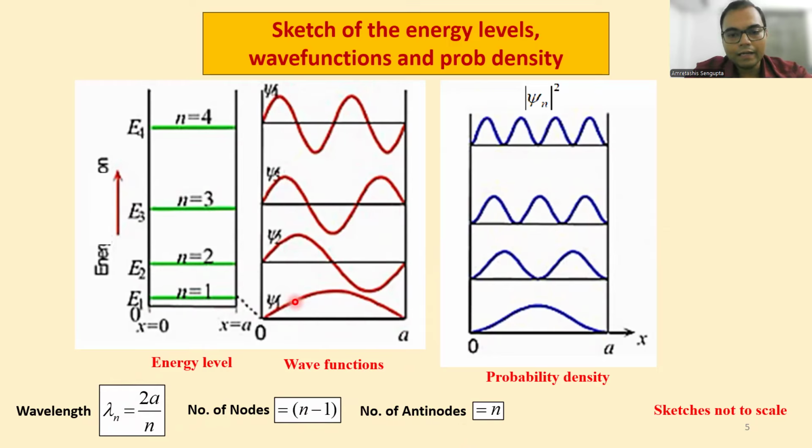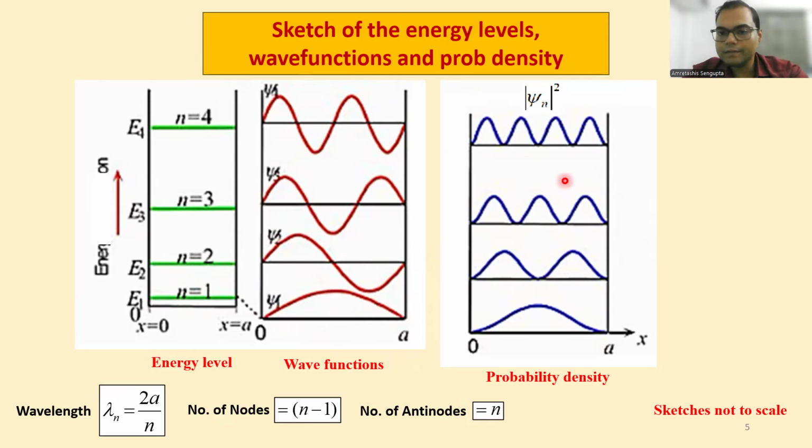And there are antinodes like this, which are the maxima, or rather the extrema in this case. So they are equal to n, and we can see this for the ground state, there is one antinode. For the first excited state, n equals 2, so there are two antinodes, and likewise.